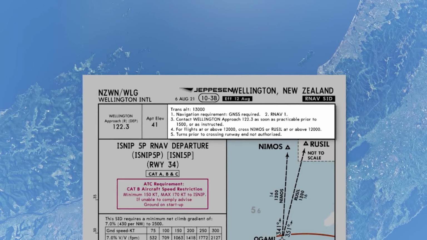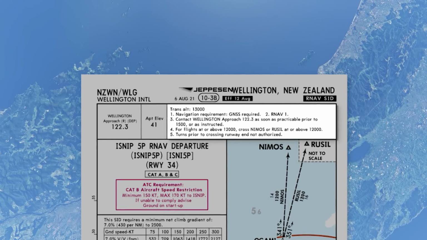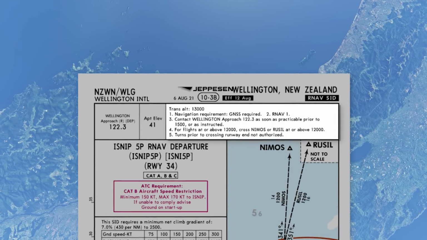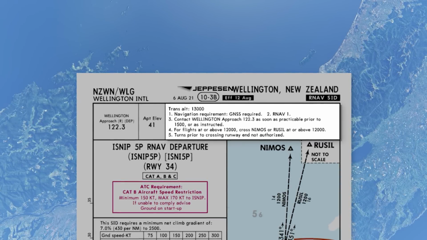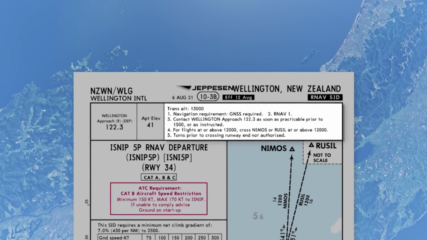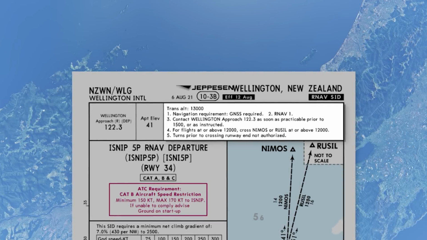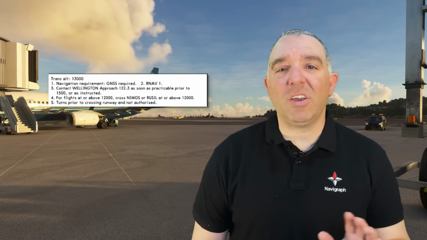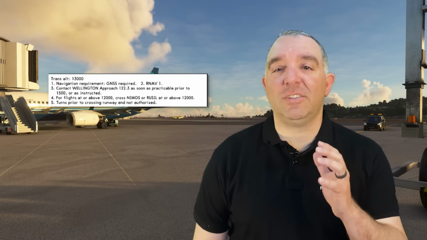As stated before, we're going to need to contact Wellington approach, or in this case departure, 122.3 as soon as possible prior to about 1,500 feet. We'll need to cross Nimos or Russell at or above 12,000 feet. And the last note, we cannot initiate a turn before crossing the runway end. Don't get all confused with the waypoints now. We'll discuss this in a minute.